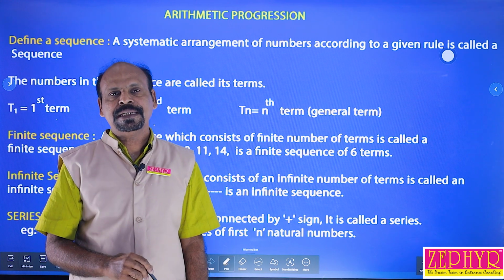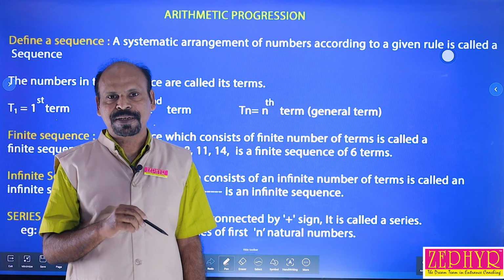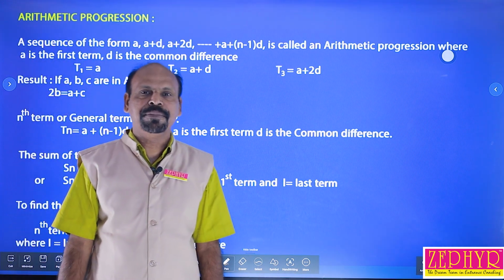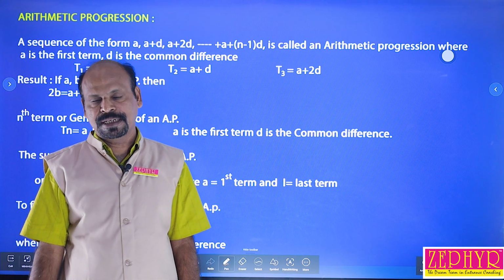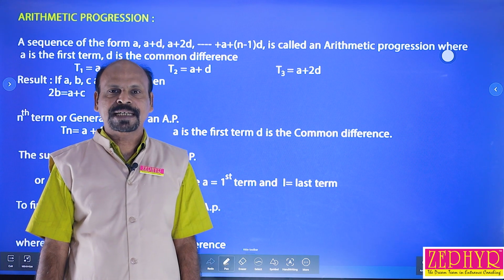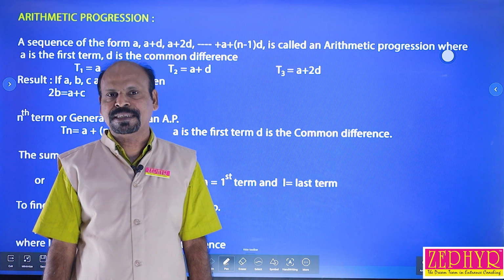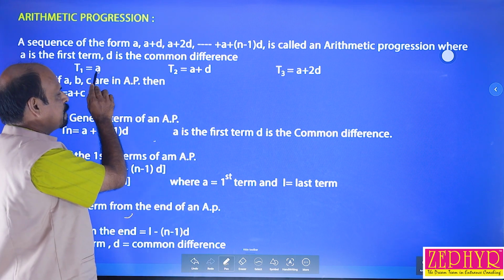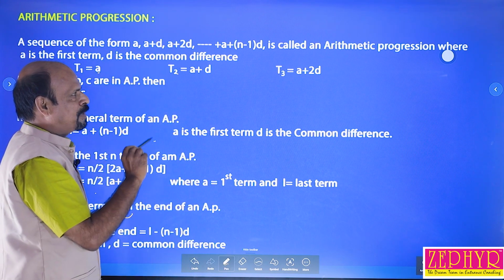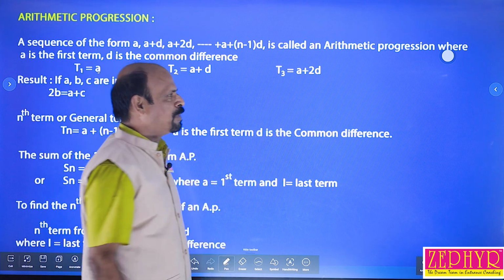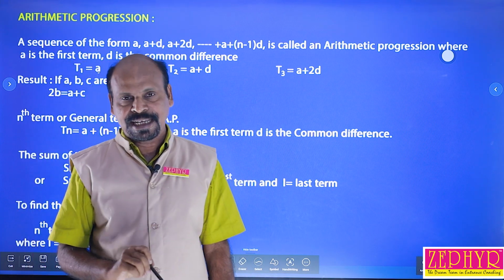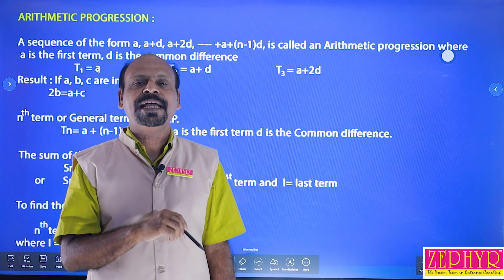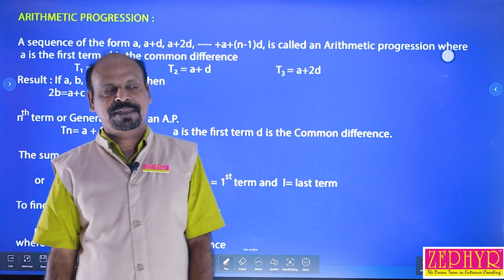Now we are coming to the important topic, our topic heading, arithmetic progression. Now we are coming to the important definition of arithmetic progression. An arithmetic progression is a type of special sequence which has the form: T1, known as the first term, is a; T2 is defined by a plus d; T3 is defined by a plus 2d; and so on; Tn is defined by a plus (n minus 1) times d. This is called an arithmetic progression.